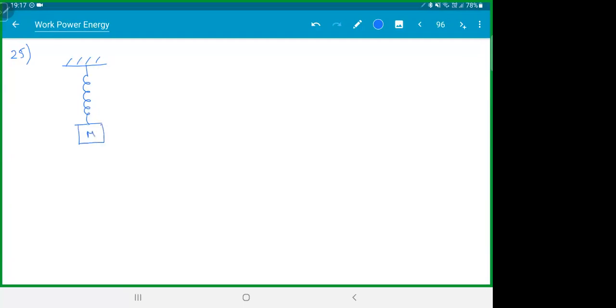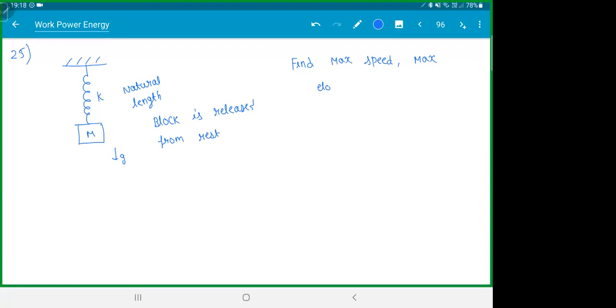So we have a block M, K, the spring is at natural length. Block is released from rest, gravity is there. So initially you're holding it and then you just left it. So what will happen? Block will start oscillating now, up and down. The question is, find the maximum speed of the block and maximum elongation in the spring.